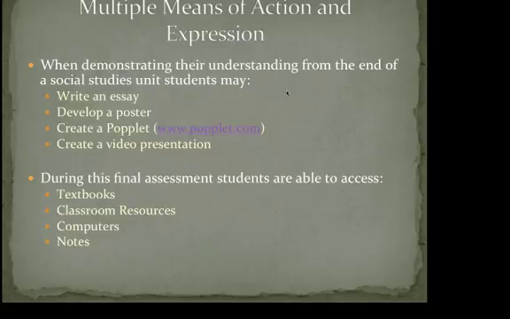During this final assessment, students should have access to their textbooks, any classroom resources, computers, or notes. This will allow students to go deeper in their learning and not limit them to students with strong memories, but actually see the students bring the knowledge together and try and synthesize what they have learned. It also resembles more their real life situation where they'll have resources at their fingertips as they're trying to work through problems.